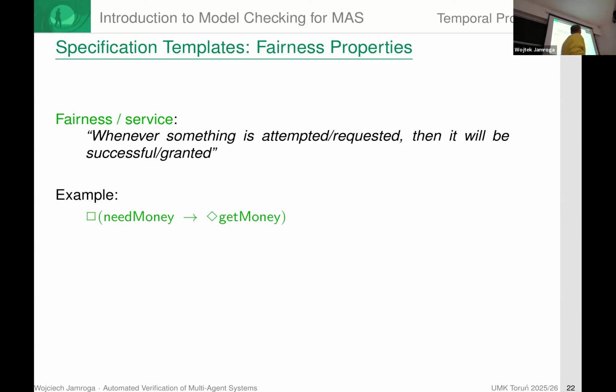Okay? So it says, for all the future moments, if at that moment I need money, then there will be a later moment when I get the money. Okay? So you may notice that an implication of this is that I will get the money infinitely many times if the time flows ad infinitum. Okay? And usually the fairness or service properties are specified using a combination of always and then eventually.